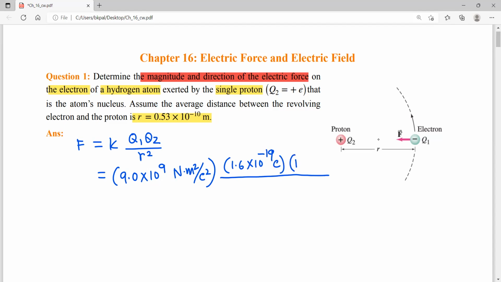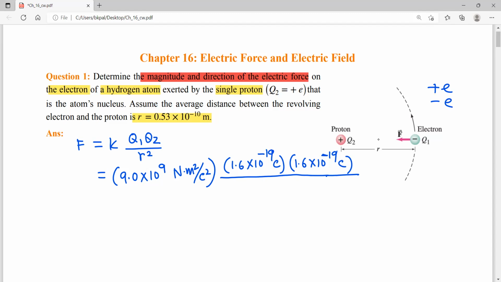Okay, and the same thing for the proton. Right, don't use the sign. Normally we use plus e for the proton and minus e for the electron, but here when you calculate the magnitude, don't use the sign. Use all positive, I mean the absolute value of the charge, and that is this.